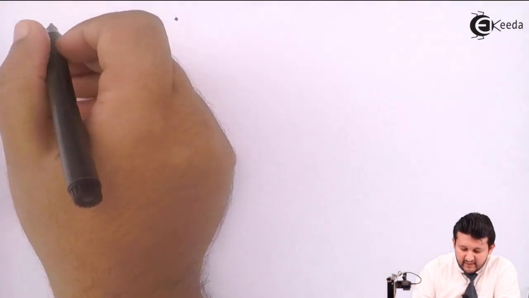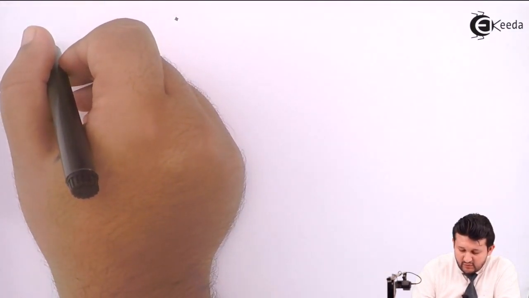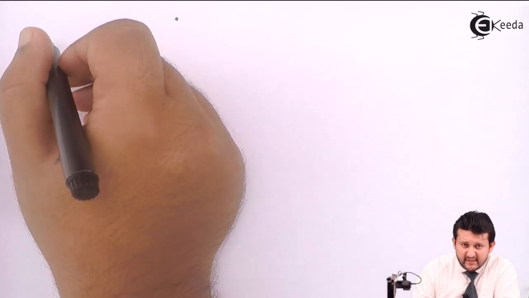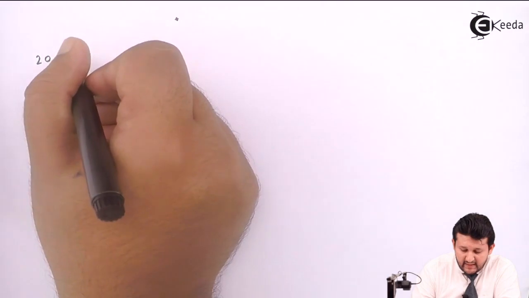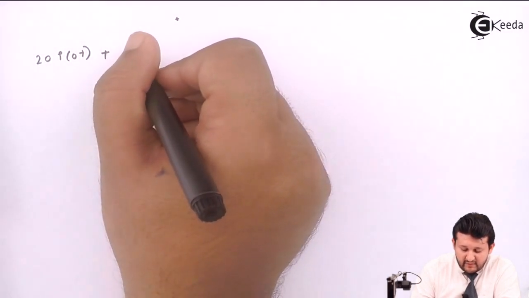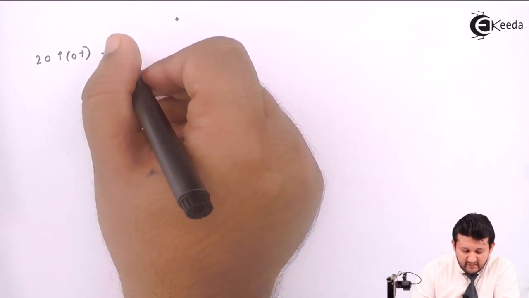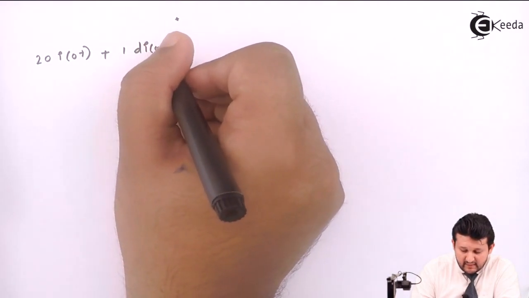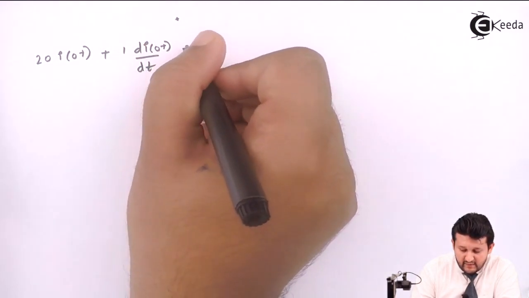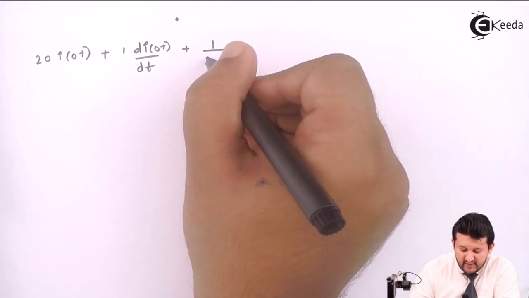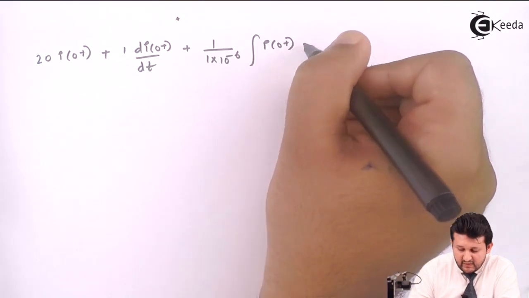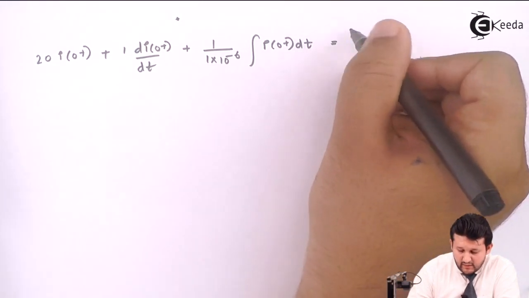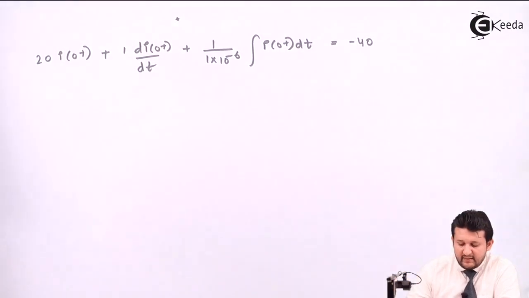So in this circuit, my dear friends, you have a resistance. Apply your KVL. You should know the two formulas, voltage across inductor and voltage across capacitor, which we have already discussed. So it will be 20 i of 0 plus, plus for the inductor it will be L di by dt. The inductor value is 1, so it will be di of 0 plus upon dt. For the capacitor, the value is 1 upon C. The C value is 1 into 10 raised to minus 6, integration of i of 0 plus dt, equal to, the current enters the positive terminal, so it will be negative.